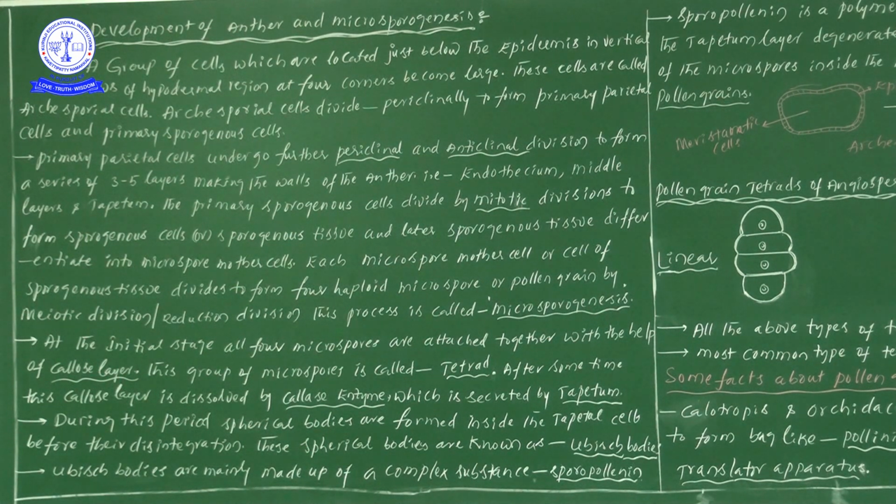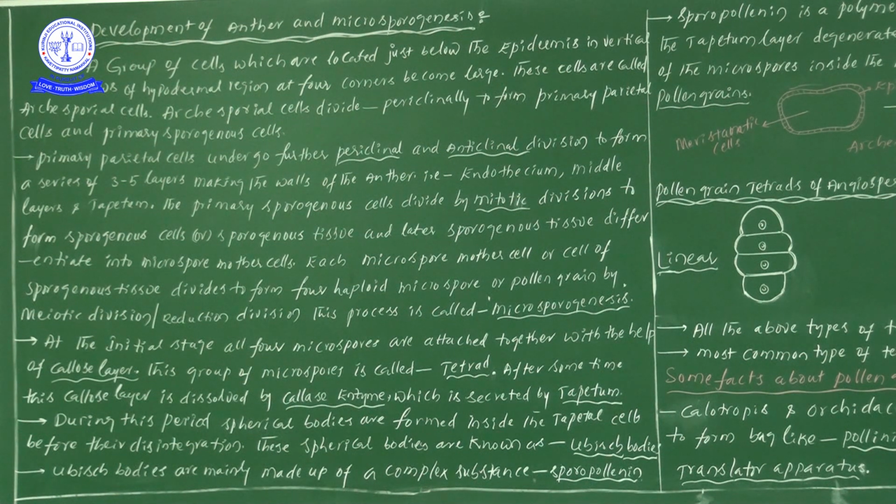One more important point. This callase enzyme is secreted by the tapetum. From our knowledge point of view, tapetum means nourishment tissue, which supplies food materials to the developing embryo or pollen grains. Likewise, one important point we discussed in the previous video: the middle layers are made up of parenchymatous cells, and these middle layers store the food materials. Now the tapetum receives the food materials from where? Middle layers. At that time only, the tapetum acts as nourishment tissue or nutritive tissue.